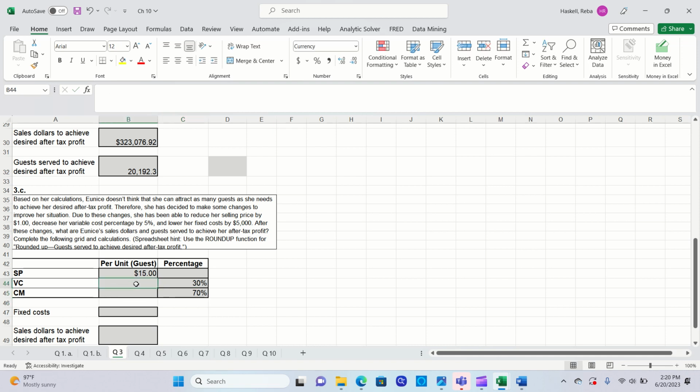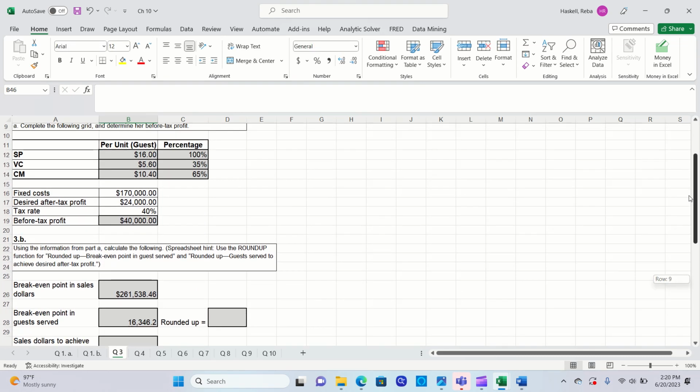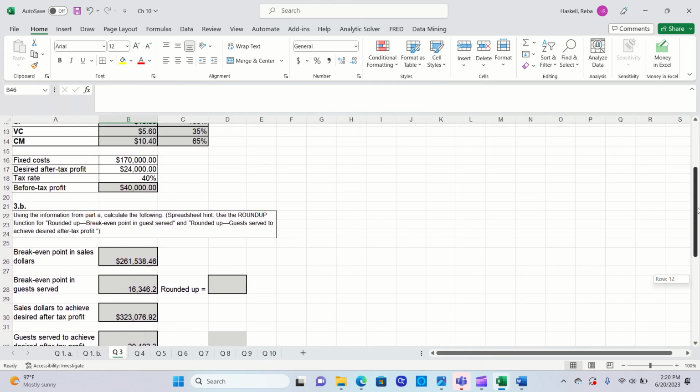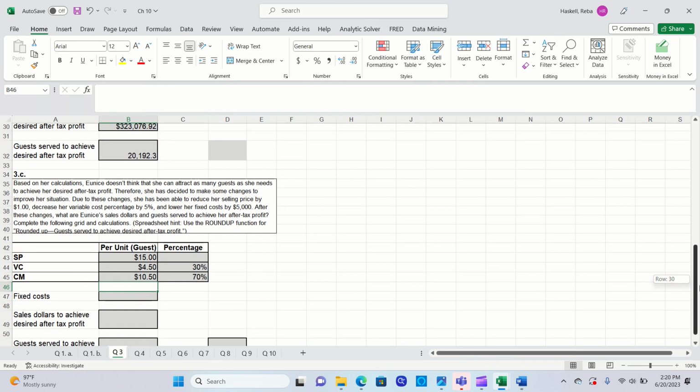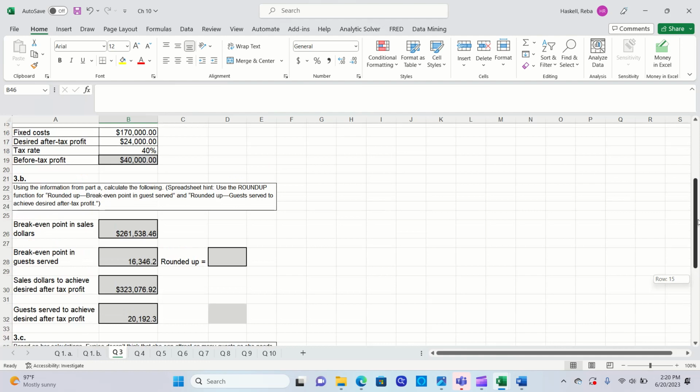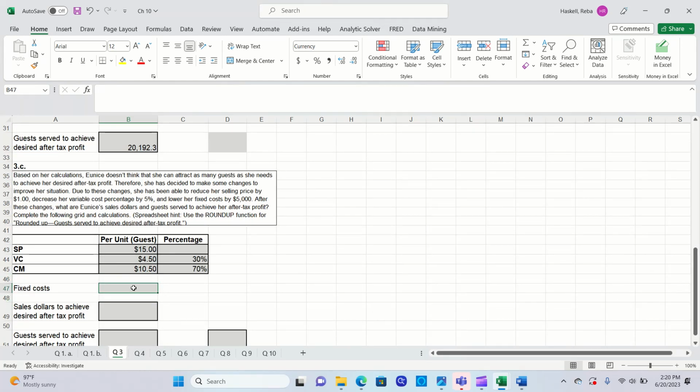All right, so let's go ahead and calculate what our variable cost would be. Okay, $4.50, and our contribution margin is $10.50. All right, so it was $10.40, now it's $10.50. All right. And she has dropped her fixed costs by $5,000.